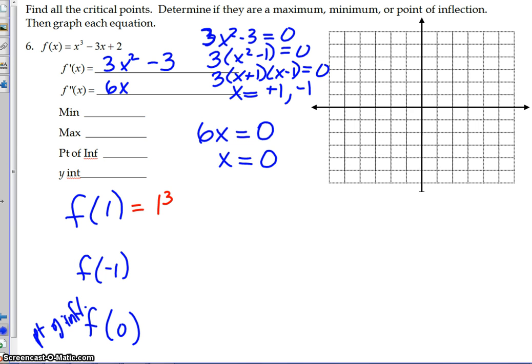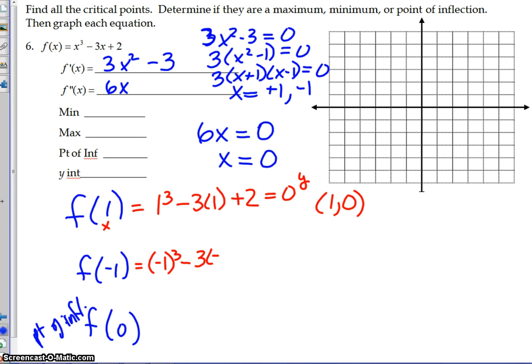All right, so many times you could do this with mental math. If not, go ahead and just work it out. 1 minus 3 is negative 2, plus 2, I got 0. So this represents when x is 1, the y is 0. So it represents the point (1, 0). All right? Then we have negative 1. Well, negative 1 cubed minus 3 times negative 1 plus 2. This would be negative 1 plus 3, which would be 2. Plus 2 is 4.